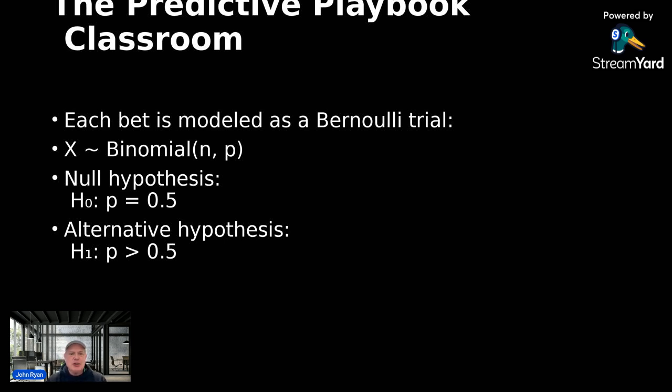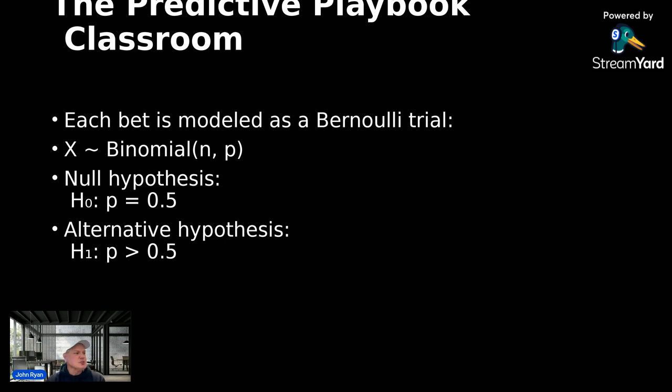It's not part of the real world, but I think you get the point. So now let's model this properly. Each bet is treated as a Bernoulli trial. It either wins or loses. Under the null hypothesis, the system has no edge, meaning the true win probability is 50%. The alternative hypothesis is simple: the win probability is greater than 50%.